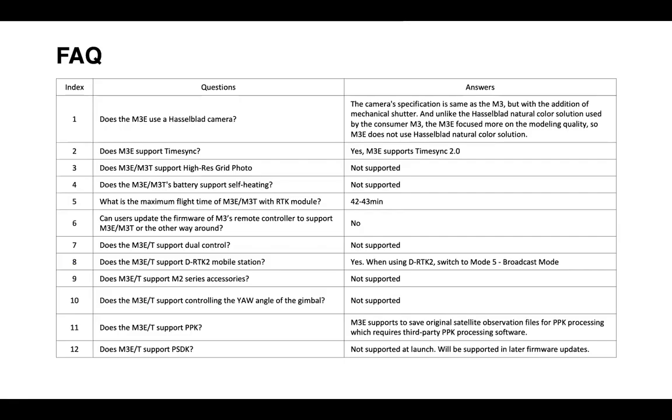A few FAQs following our use case section there. Does the M3E use a Hasselblad camera? The camera's specification is the same as the Mavic 3, but with the addition of the mechanical shutter. Unlike the Hasselblad natural color solution used by the consumer, the M3E focuses more on the modeling quality, so the M3E does not use the Hasselblad natural color solution.